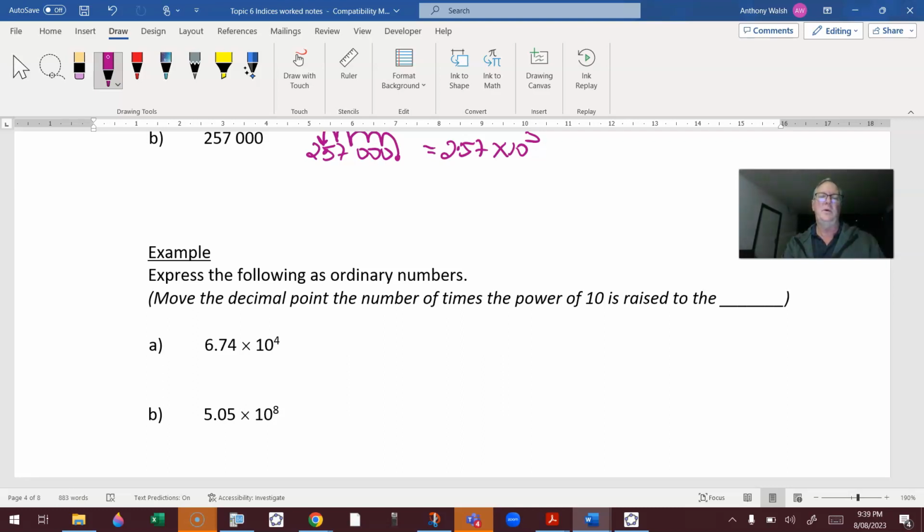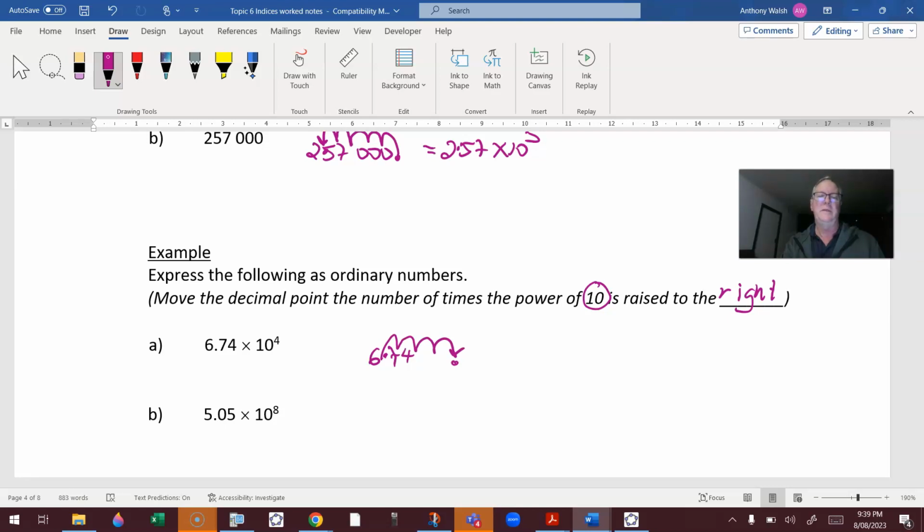Now, we move the decimal point the number of times the power of 10 is raised to. So I want to make a big number. I want to start with 6.74 but end with a big number. To do that, I'm going to move the decimal point to the right. So that the decimal point is after the 6. But to make a number bigger than 6.7, I'm going to move it, and in this case, how many places? 4. Here we go. 1, 2, 3, 4. There's the new decimal point.